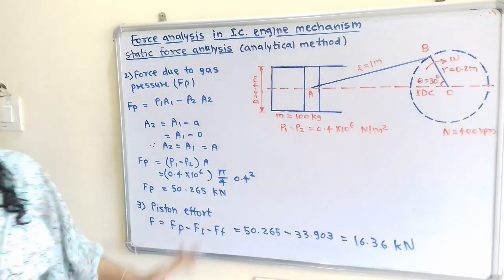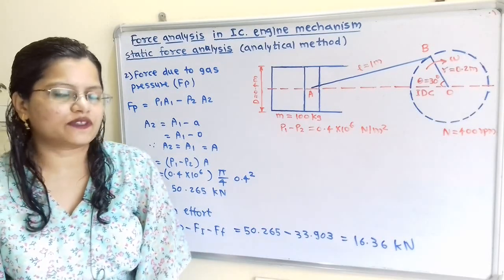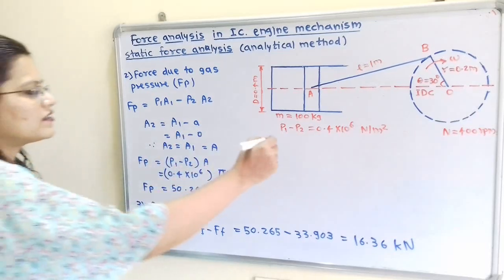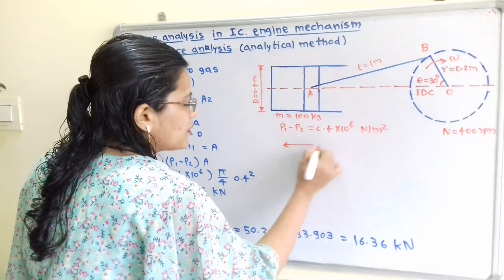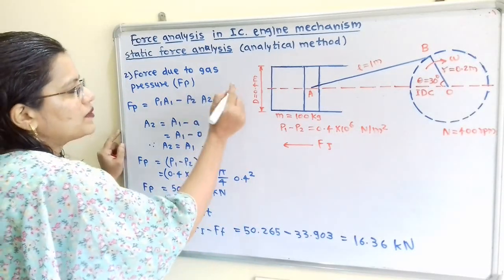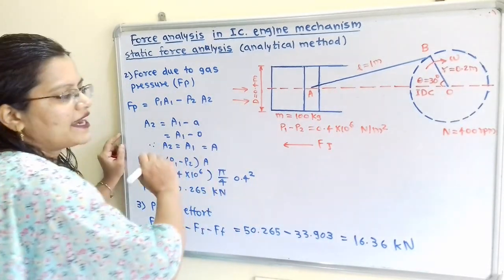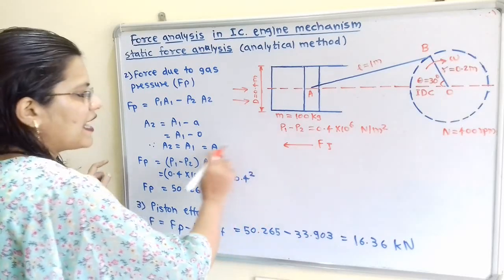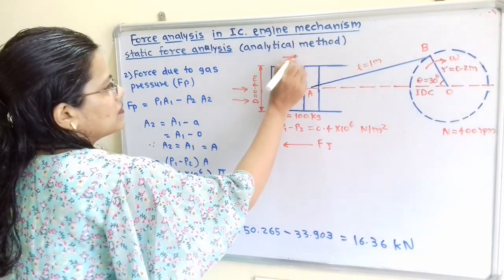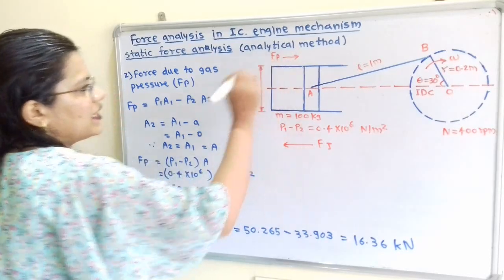Now piston effort. So we have to calculate piston effort. So we have already calculated inertia force. So we know that inertia force, that is Fi, always acts in the opposite direction of the motion. So motion of the piston is towards this right hand side direction. So this is the direction of this Fi. Then Fp, that is the gas pressure, it will act in the forward direction.